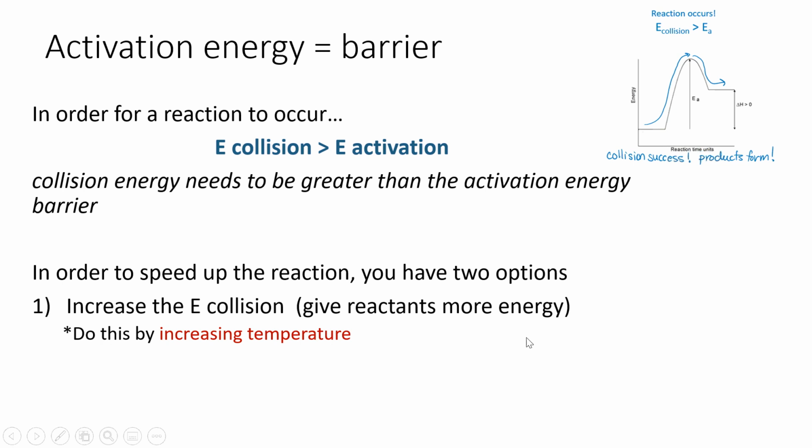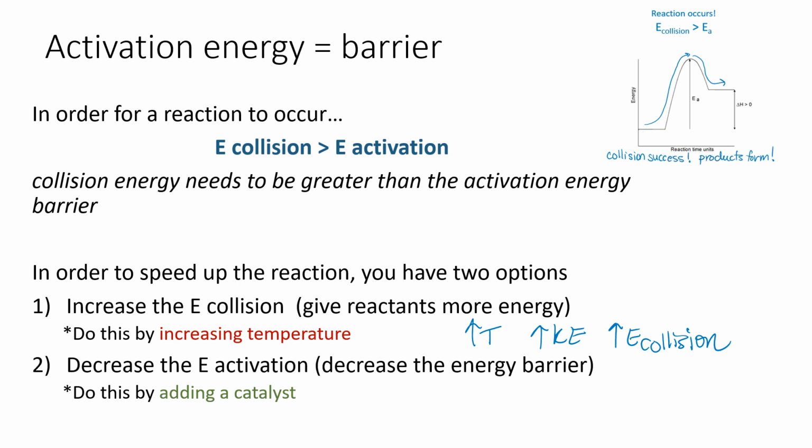So if we increase the temperature, that is going to increase the kinetic energy of the particles, and it will increase the energy with which they collide. And that's going to make the reaction go faster because more of your collisions will be successful. So more of them will actually result in a reaction. Another thing we could do to make this reaction go faster is if we could somehow decrease the activation energy. And that is what adding a catalyst does. And we'll talk about catalysts in a different video.